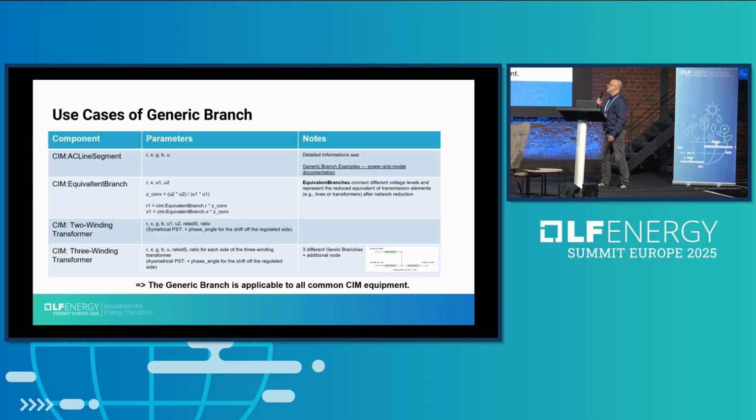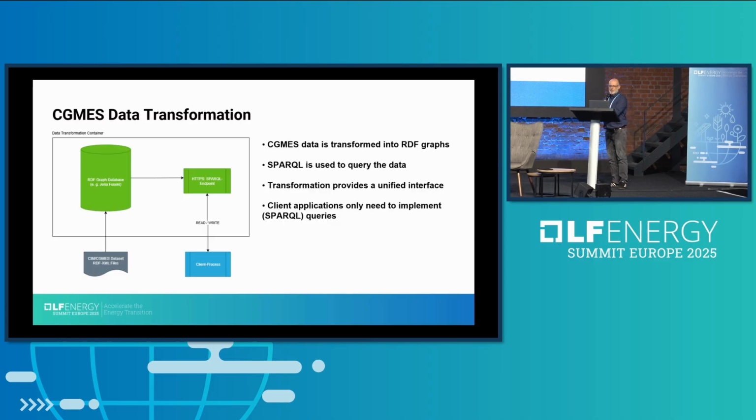And these are the common components you can all model with this generic branch. So you can model AC line segments or 2-winding or 3-winding transformers, as well as equivalent branches. And there's detailed documentation in Power Grid Model itself, so you can look up more details.